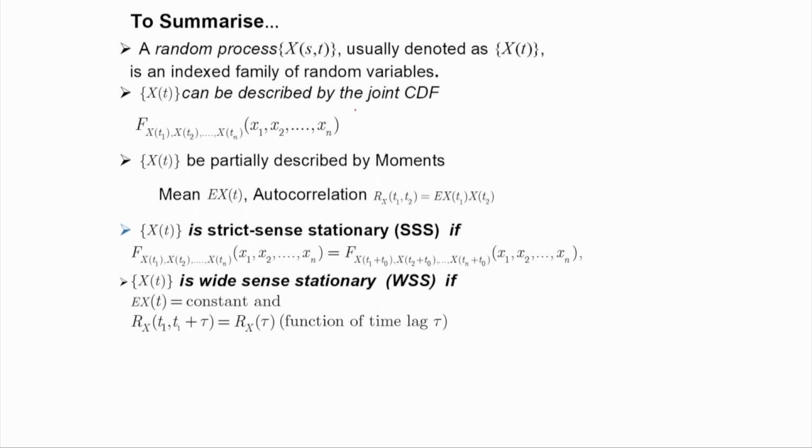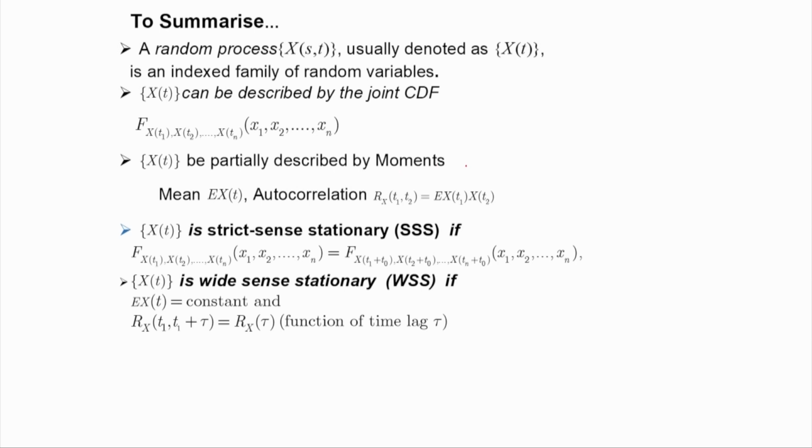Xt can be described by joint CDF. So, if I consider any n instances of time t1, t2 up to tn, then we can find out the joint CDF. But this we have to find out for all possible n and all possible placements of t1, t2, tn, etc. So, that way describing the random process in terms of joint CDF is a very difficult, very complex task. Therefore, we have to find some simpler description of the random process.